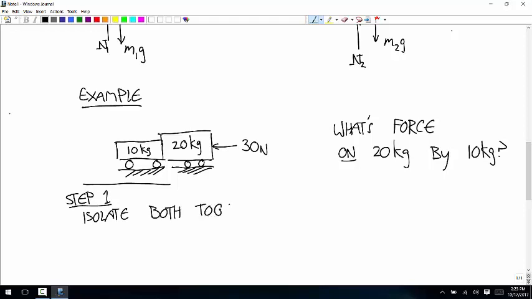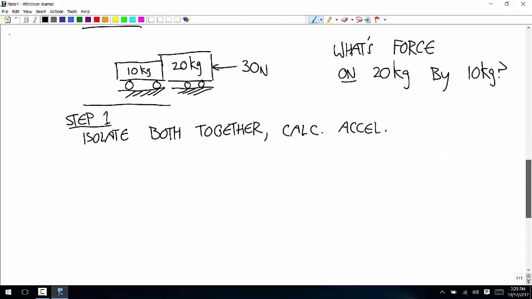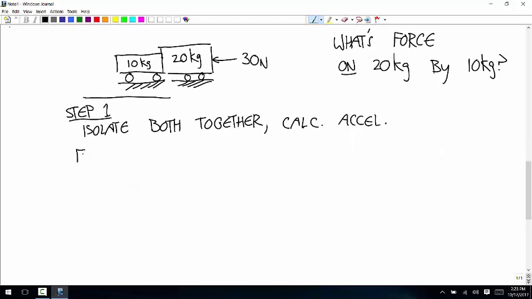So we're going to isolate both together, and we're going to do that so we can calculate the acceleration. Once we find the acceleration of the two together, then that's the same acceleration as either one individually, so we can use what we found in the first step. Okay, so free body diagram of both of them together.